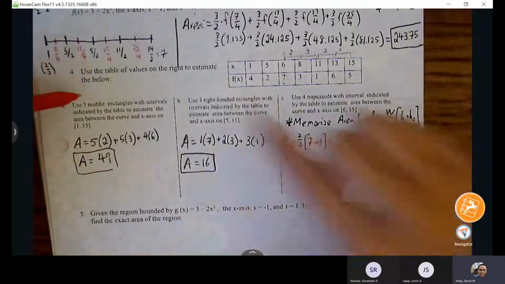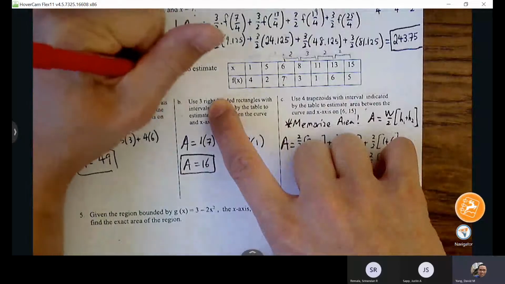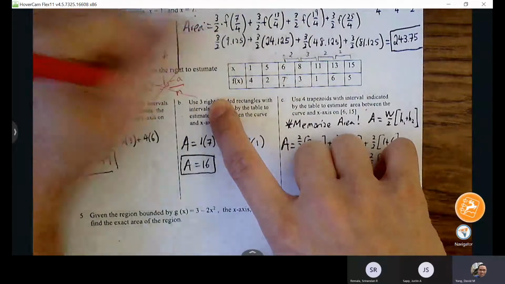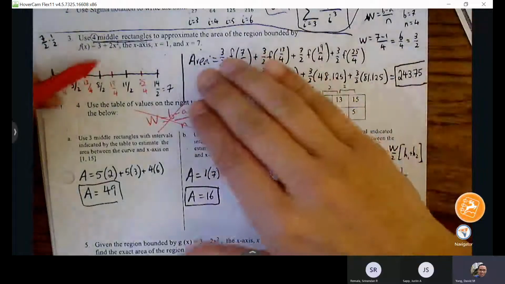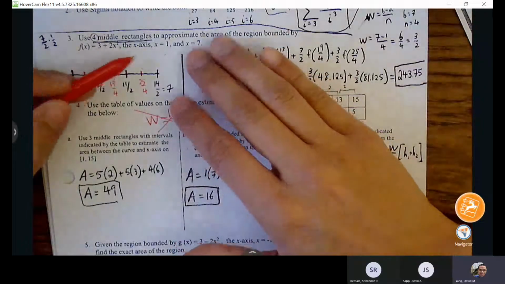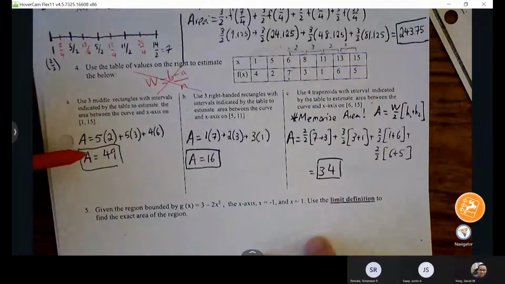Again, I remind you, if you ever see a table of values, you're never using the width formula. This is not where you use the width formula. You use it for approximation with no width information given. You've got to build that width on your own. And you're also going to use it for a limit definition, but not if the table of values is given to you.